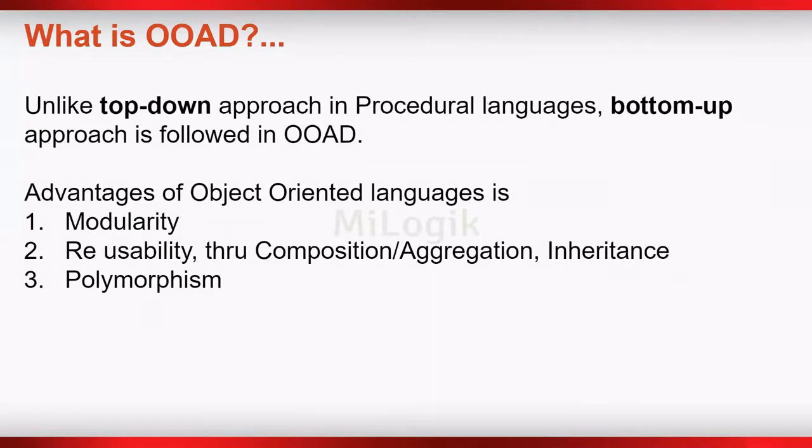As known, the top-down approach is used to design procedural language software systems. But for object-oriented languages, we use the bottom-up approach. So what are the advantages of object-oriented languages or OOAD design? Modularity, reusability, either through composition or aggregation or inheritance. And one more advantage is polymorphism. So let us start identifying the objects in the problem domain.